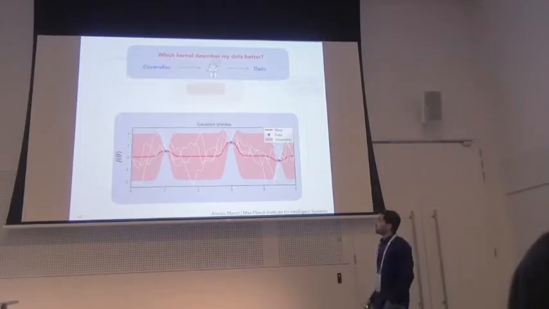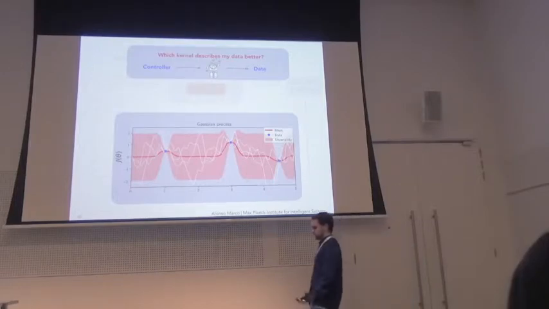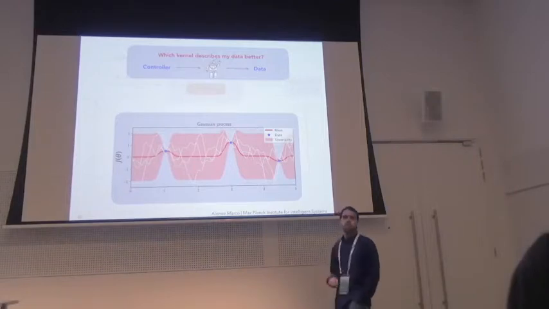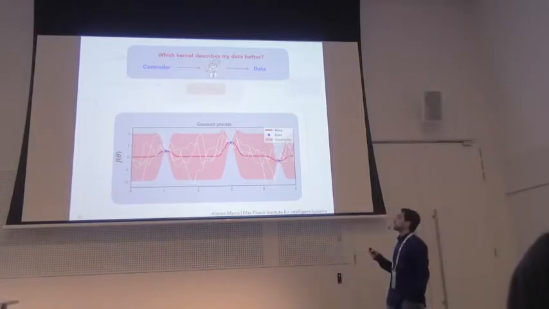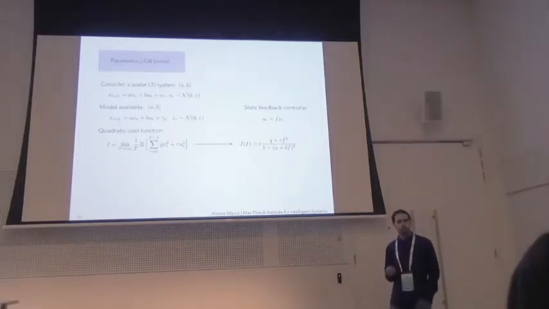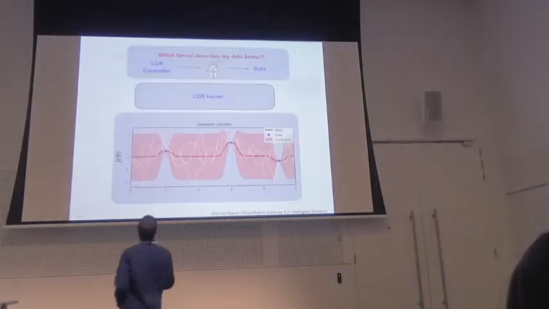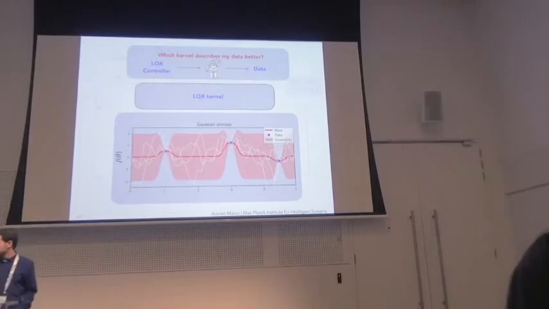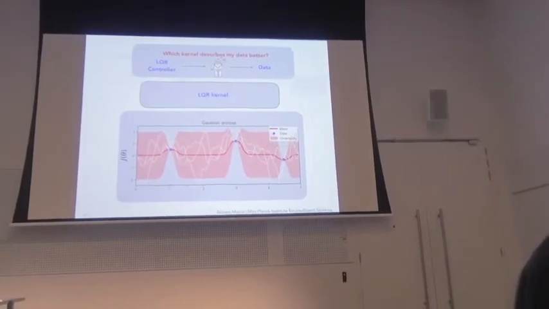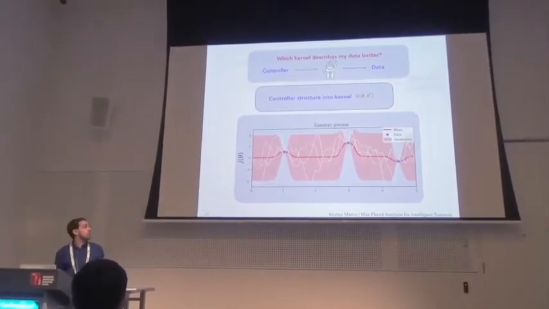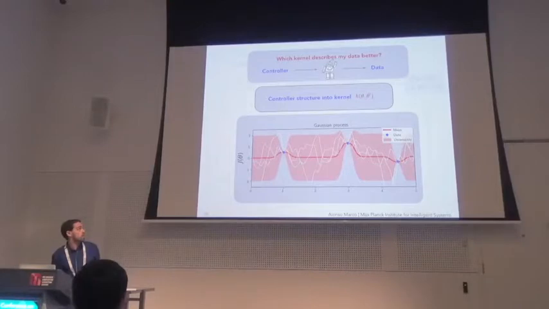So what we came up with is that, in some sense, the controller that we use in our system determines the data that we observe. So by incorporating the controller structure directly in the kernel, we can learn this data faster. We can predict this data better.